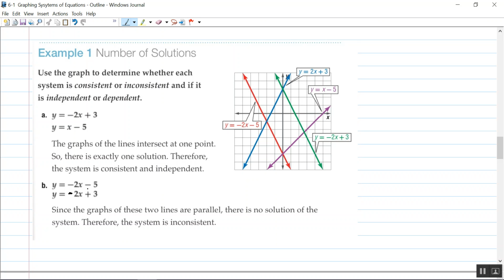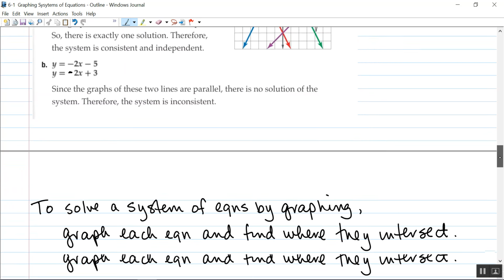Okay, y equals negative 2x minus 5. That's the red line here. This should be y equals negative 2x plus 3, which is the green line right here. And those two lines are parallel to each other. You'll notice they have the same slope, and therefore we say that this system is inconsistent. So please do learn that vocabulary: consistent, inconsistent, independent, and dependent.